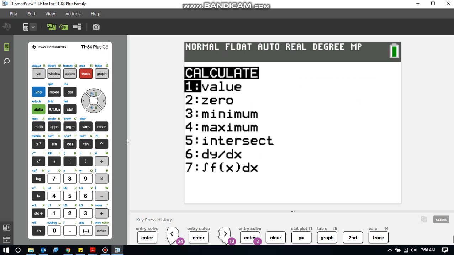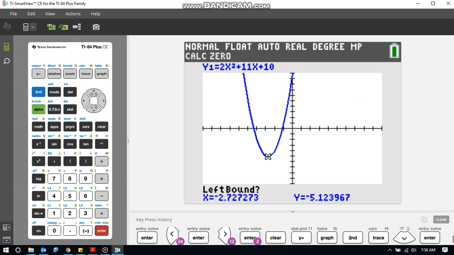Remember, you will not see vertex, so you get the minimum and maximum, and you will not see x-intercepts in this menu. You will see zero, and that's what we need to find. So go down to arrow 2, or number 2. We're going to do the same thing as we did with the vertex. We need to put the boundaries around the x-intercepts, so the calculator only needs to search in those boundaries. So follow what the calculator says.